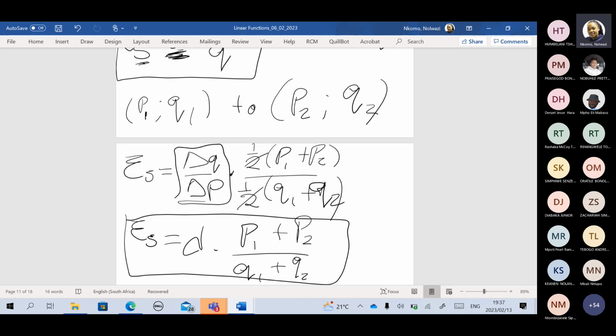The procedure is the same, it's just that the formulas are different. But the way you interpret your absolute elasticity of supply is the same as the way you interpret the absolute elasticity of demand. It's just that where there is a demand, now we have a supply. If we get the absolute value greater than 1, as for the demand, we say the demand is elastic. As for the supply, we say the supply is elastic.